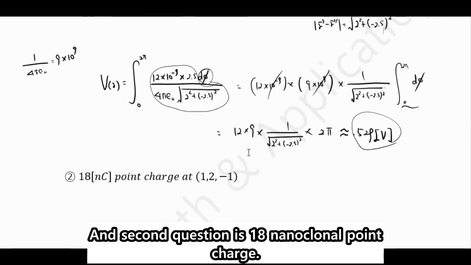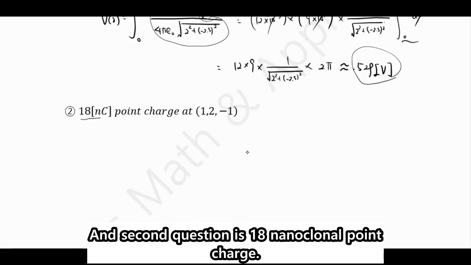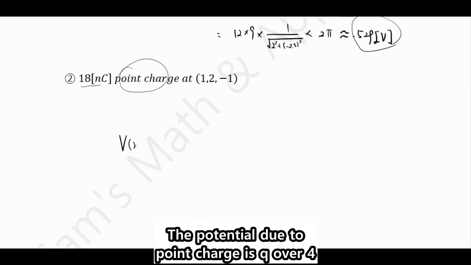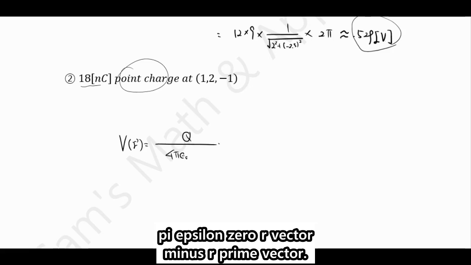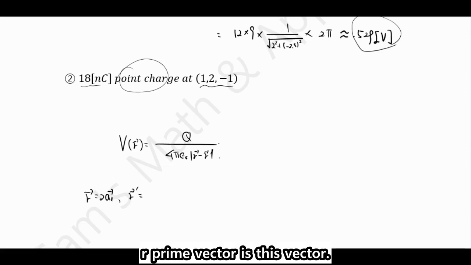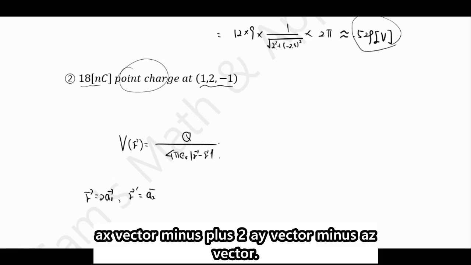And the second question is an 18 nanocoulomb point charge. This is to find the potential due to a point charge. The potential due to a point charge is q over 4 pi epsilon 0 times the magnitude of r vector minus r prime vector. So r vector is 2 az vector. R prime vector is this vector: ax vector plus 2 ay vector minus az vector.